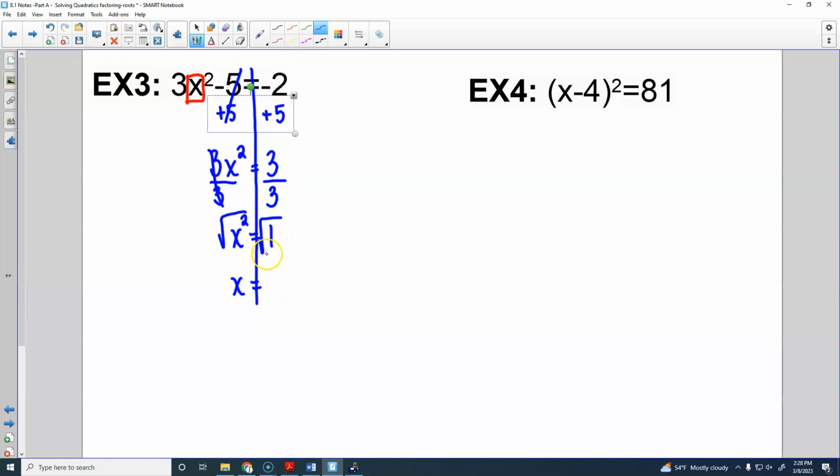What is the square root of 1? 1. And what do I need with this answer? Plus or minus, because I took the square root of both sides, so I've got to put that plus or minus there.